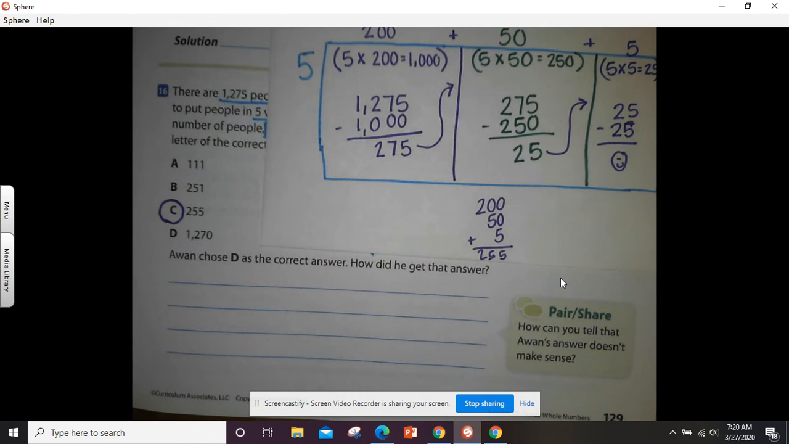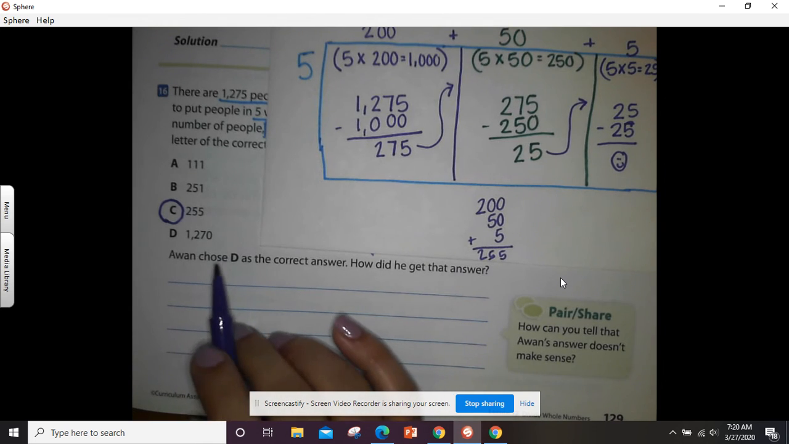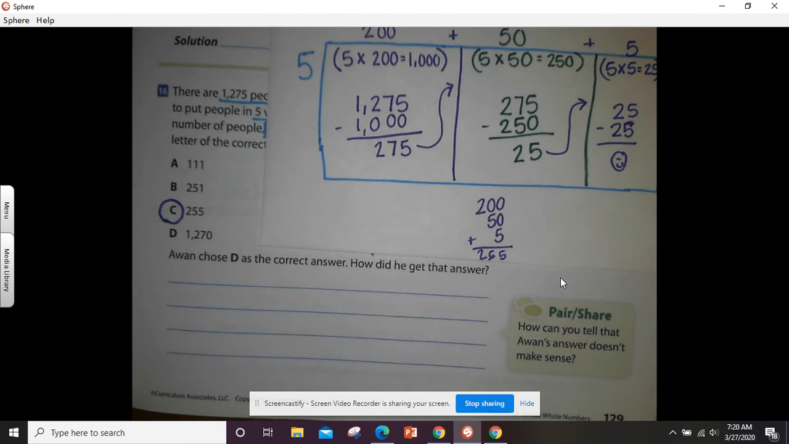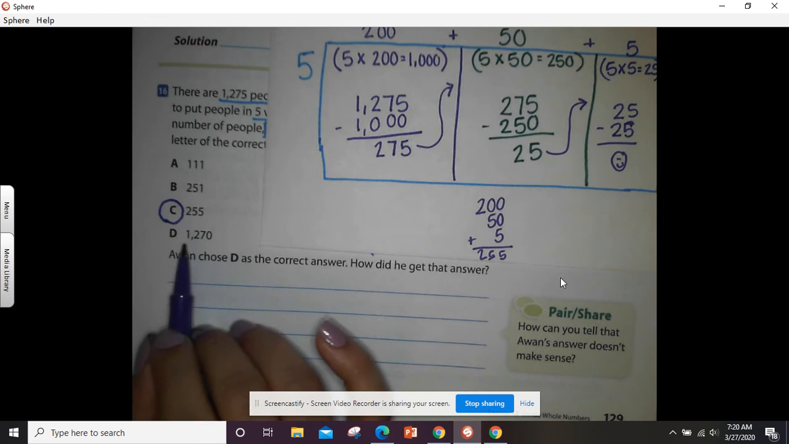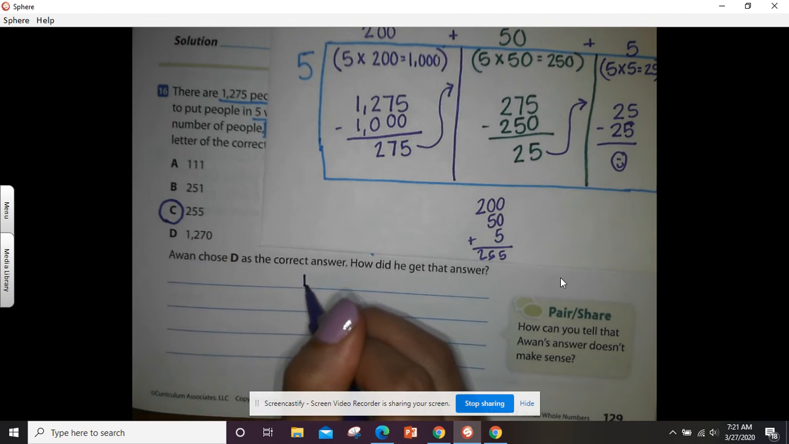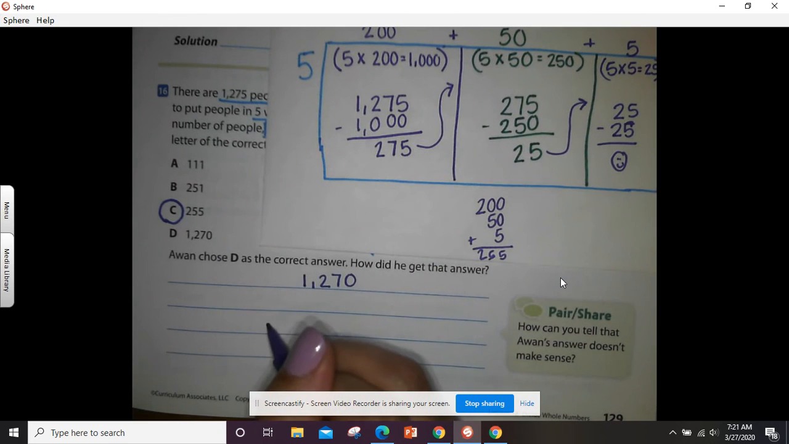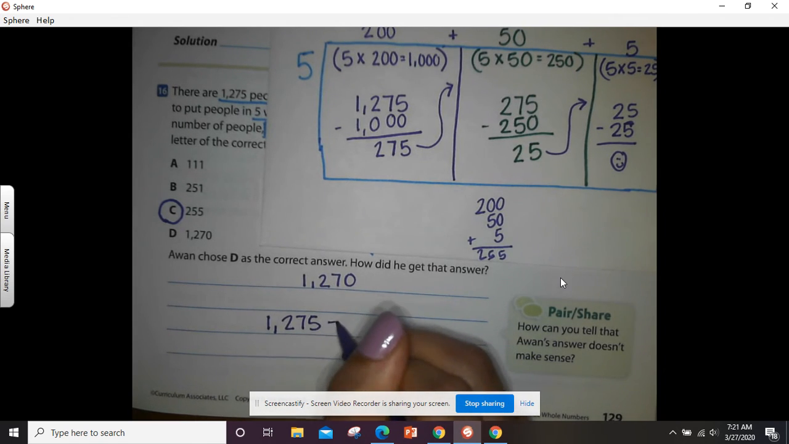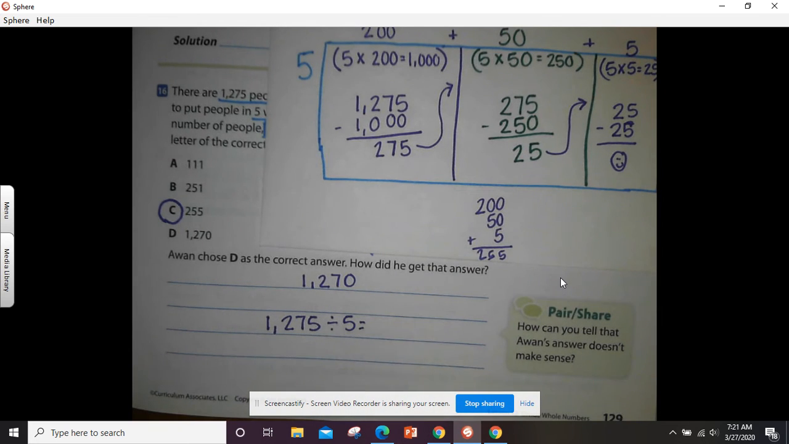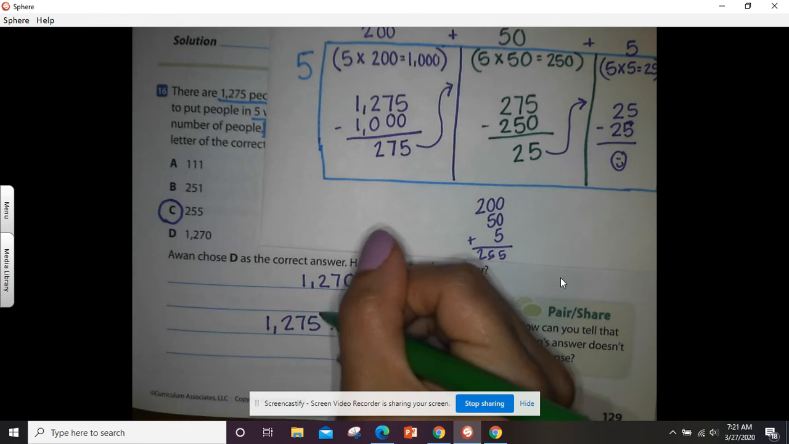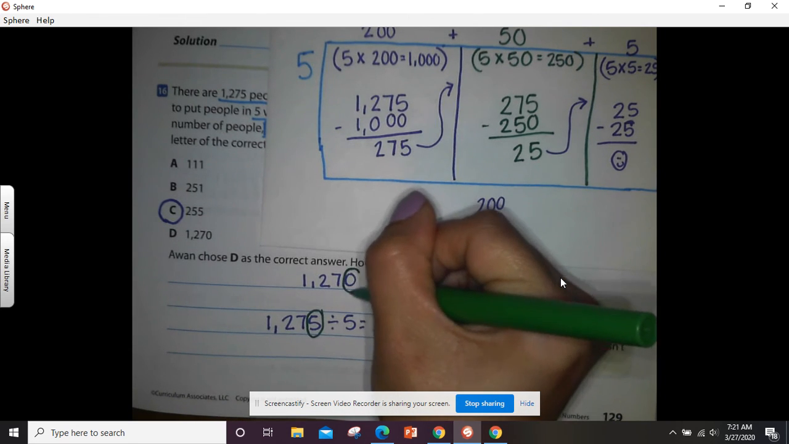But if I look, it says Awan chose D as the correct answer. How did he get the answer? Well, if I'm looking at D, it's 1,270. And if I remember my equation, which was 1,275 divided by 5, looking at these numbers, what did he do? I'm noticing that the only difference between one of the numbers in my equation and his answer is in that ones place.